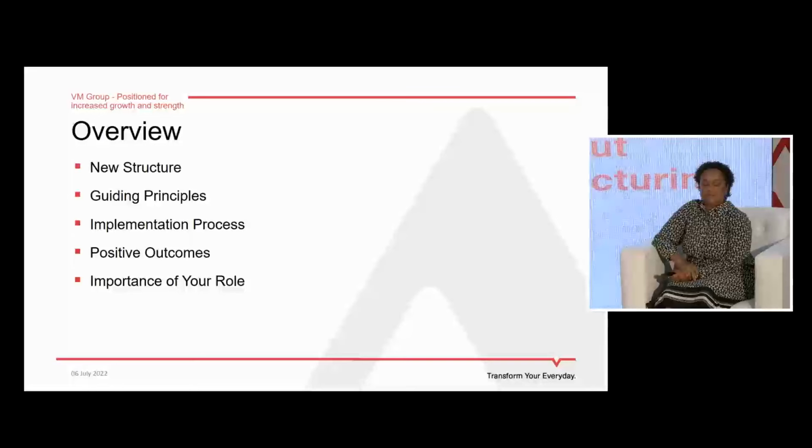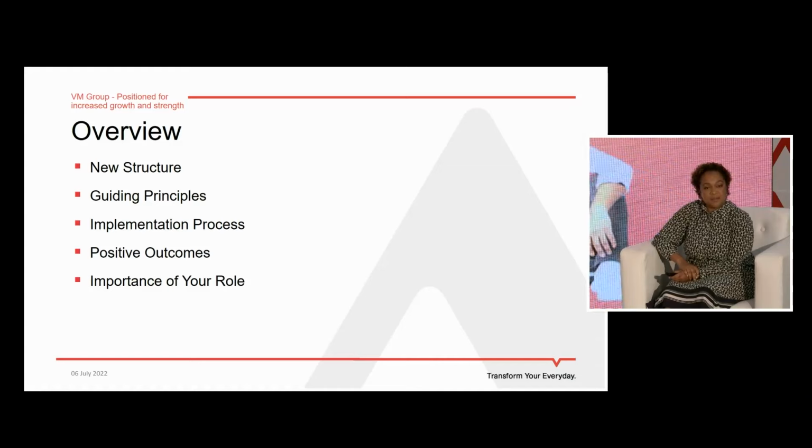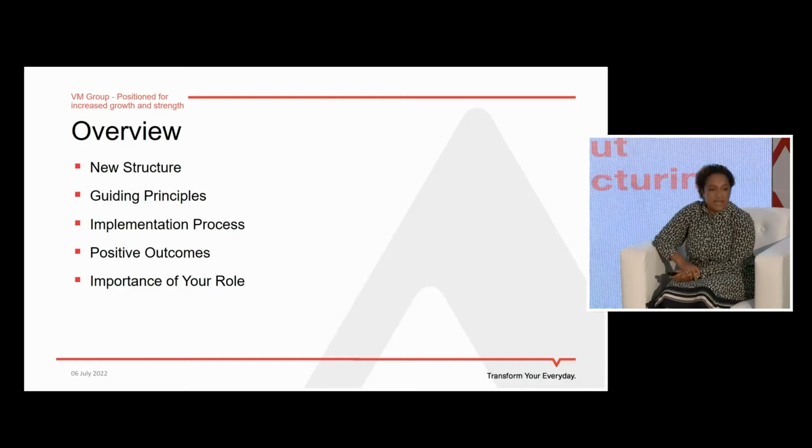Currently, VMBS is the parent company. It is a member company, and it owns a number of subsidiaries. Within this structure, we now have to look at the introduction of what is called a holding company, where that holding company has oversight for all the financial entities within the VM Group.